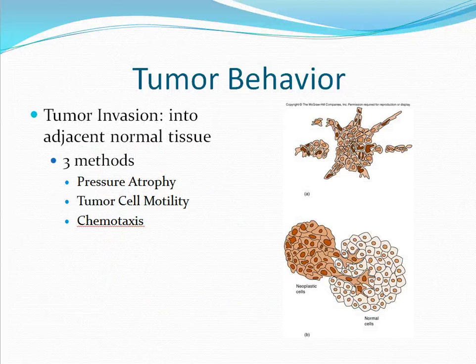Another behavior to look at is tumor invasion. This is invasion directly into adjacent normal tissues. This can happen via one of three different methods: pressure atrophy, tumor cell motility, or chemotaxis.